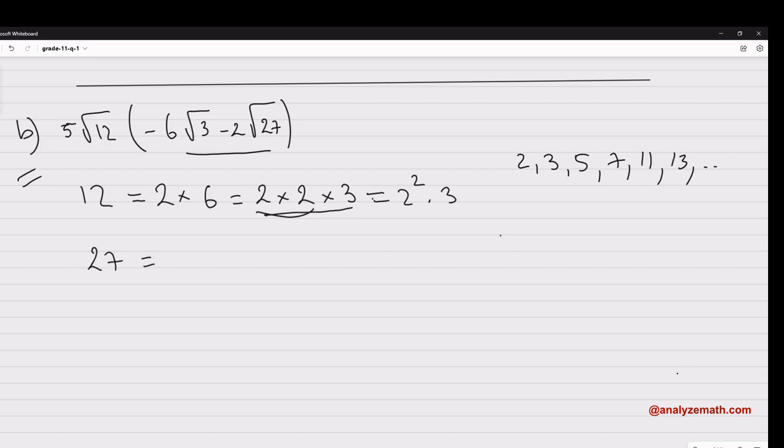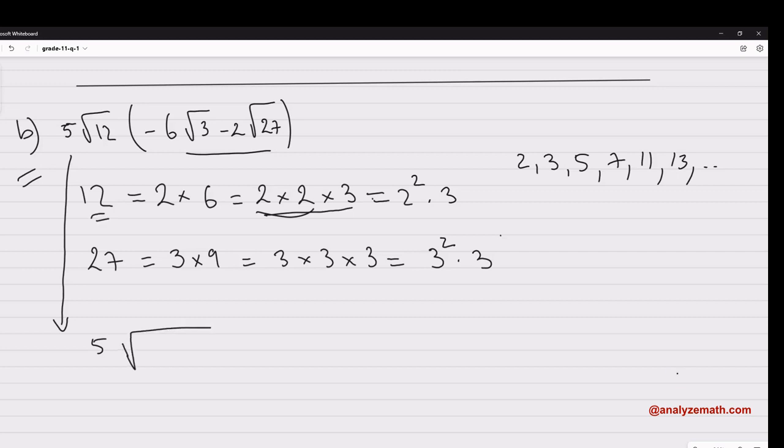27 is what? It is not divisible by 2, it's divisible by 3. So it's 3 times 9. 9 is 3 times 3. So 27 is 3 to the power 2 times 3 here. Good. We go to our expression and then we substitute. So 5 square root of 12. 12 we substitute by 2 power 2, 3. 2 power 2 times 3.